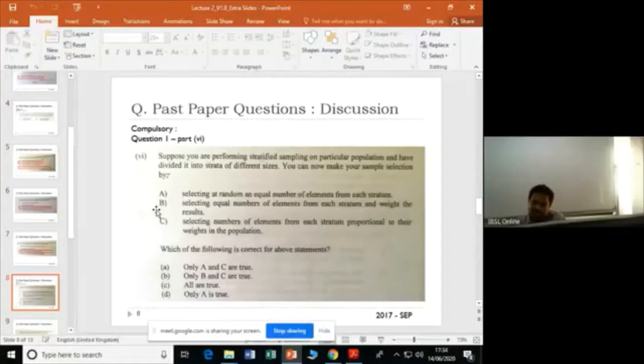So the answer given here is B. Only B and C are true. Why? If we merely go with answer A, that means we are giving the strata non-equal probabilistic opportunities to be selected. Okay, that's about question number 6, part number 1, part number 6.